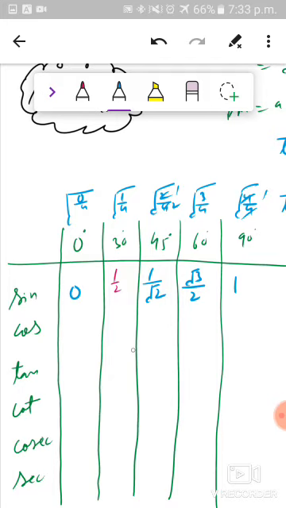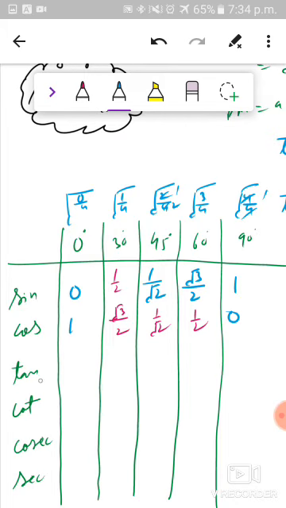Now to find the values for cos, what we'll do? We'll start writing from this side. So this is 1, we'll write here 1. So this is root 3 by 2, so we'll write here root 3 by 2. Then 1 by root 2. Then 1 by 2. And at last we can write 0. Okay. So cos 0 degree is 1. Cos 30 degree is root 3 by 2. Cos 45 degree is 1 by root 2. Cos 60 degree is 1 by 2. And cos 90 is 0.